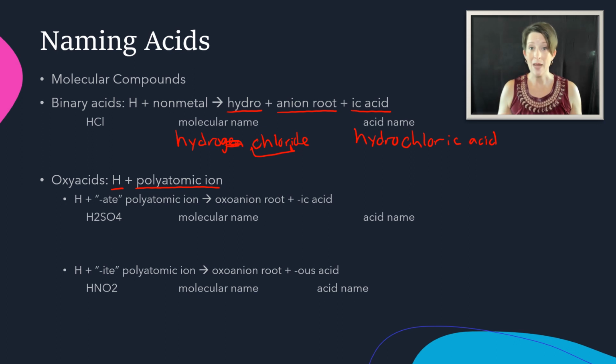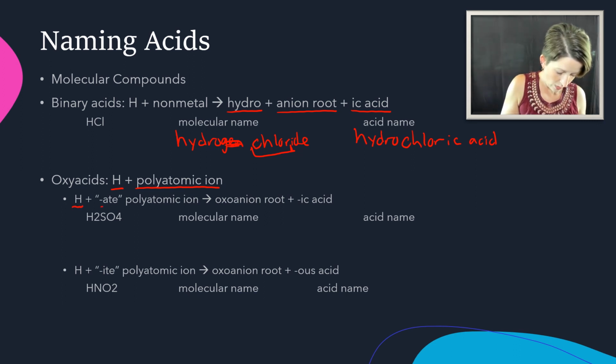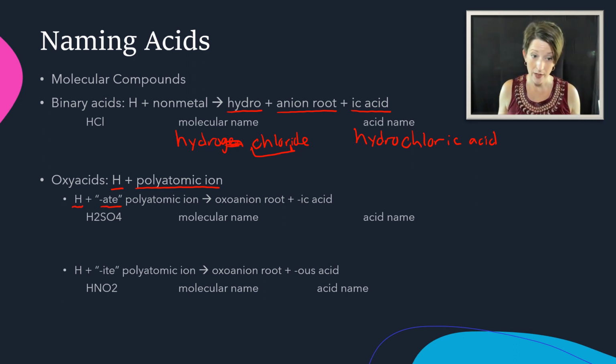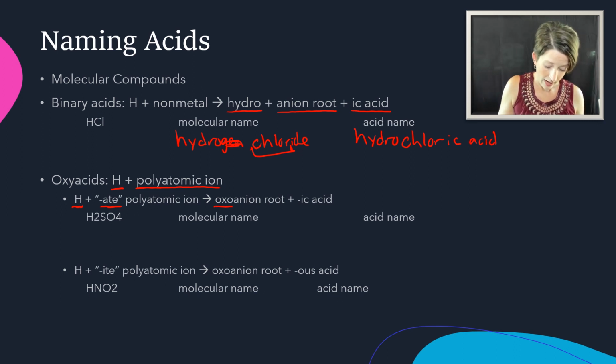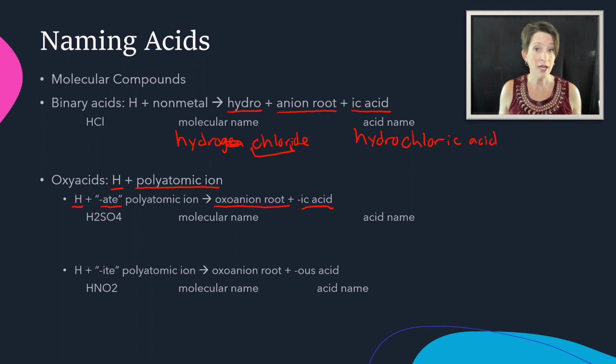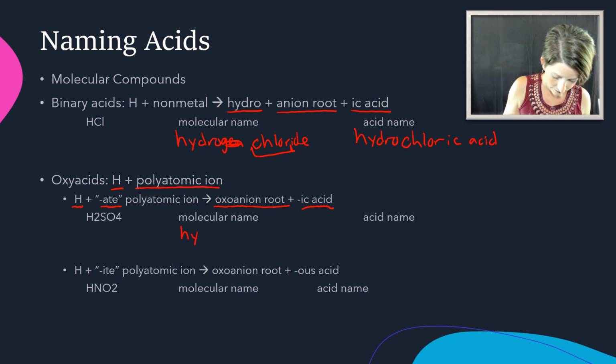We do the same with our acids. Looking at our ates, so hydrogen with an ate polyatomic ion, we are going to take the oxyanion root and then just add ic acid. Big change here, we don't put hydro in with this. H2SO4, one of the most common strong acids there are. The molecular name would have been hydrogen sulfate.